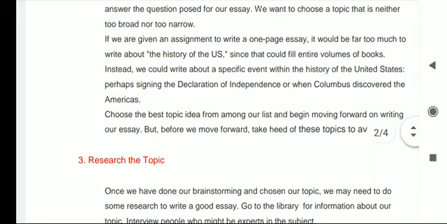Choose the best topic idea from among our list and begin moving forward on writing our essay. But before we move forward, take heed of these topics to avoid.